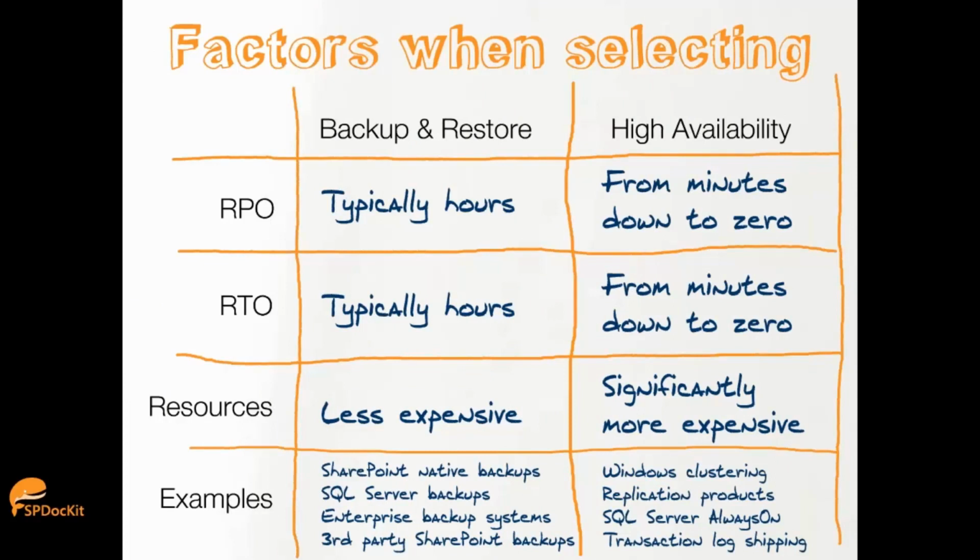High availability, on the other hand, allows us to address more aggressive RPO and RTO values, but it's going to be more expensive. And I have examples down at the bottom of each of built-in mechanisms within Windows, within SQL Server, that allow us to do backup and restore as well as high availability. And of course, there is a great third-party ecosystem for this stuff as well.